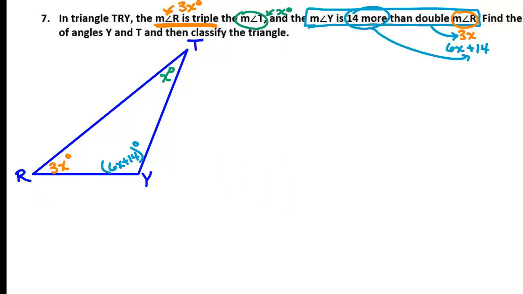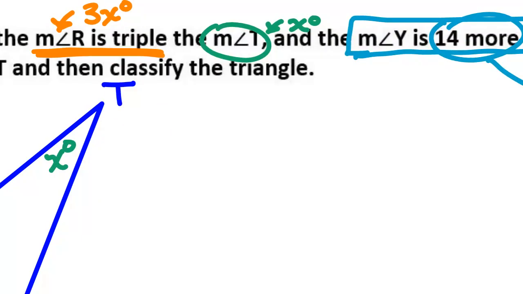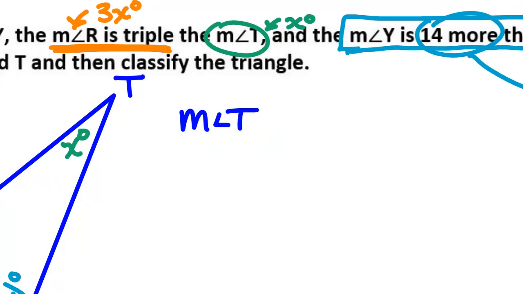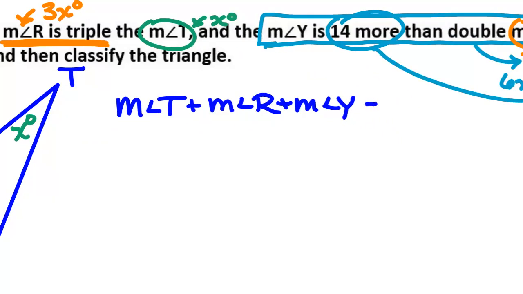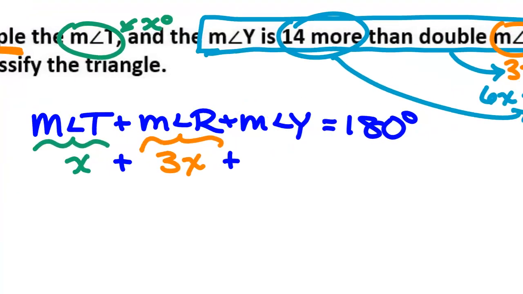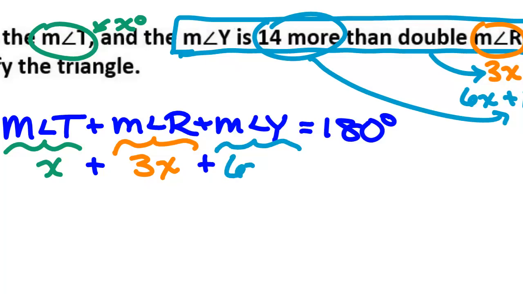So I have x, 3x, and 6x plus 14. What do I do with those 3 now? Yes, we're going to add them up and equal them to 180. So the measure of angle T plus the measure of angle R plus the measure of angle Y equals 180. So we have x plus 3x plus 6x plus 14 equals 180.